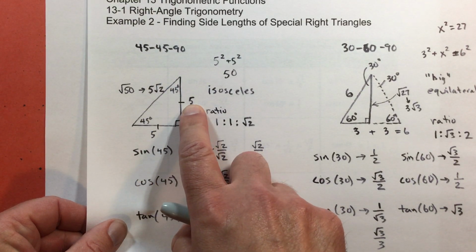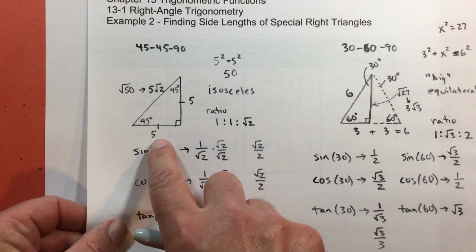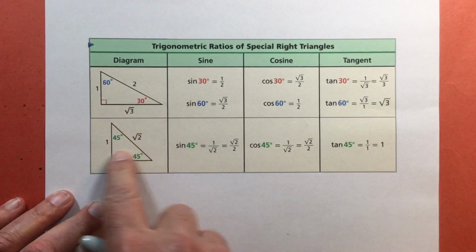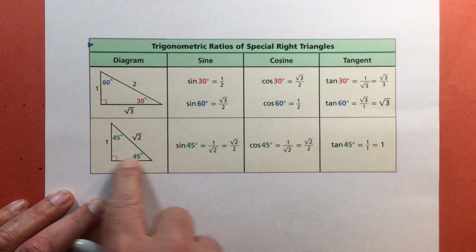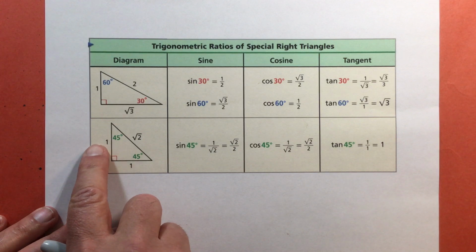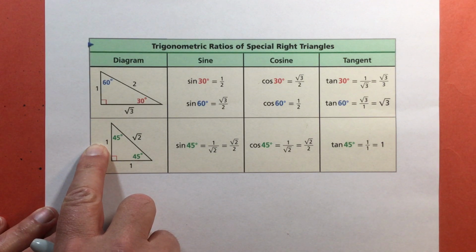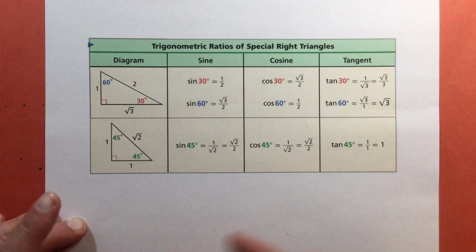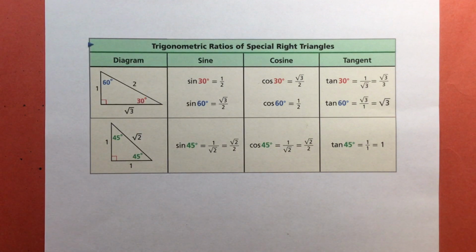I just chose 5 as an example, but I knew that was a scale factor that can simplify my ratio. So this is my most simplified, most reduced version. If the legs are both 1, then the hypotenuse is square root of 2. And of course, it doesn't matter how long the leg is.